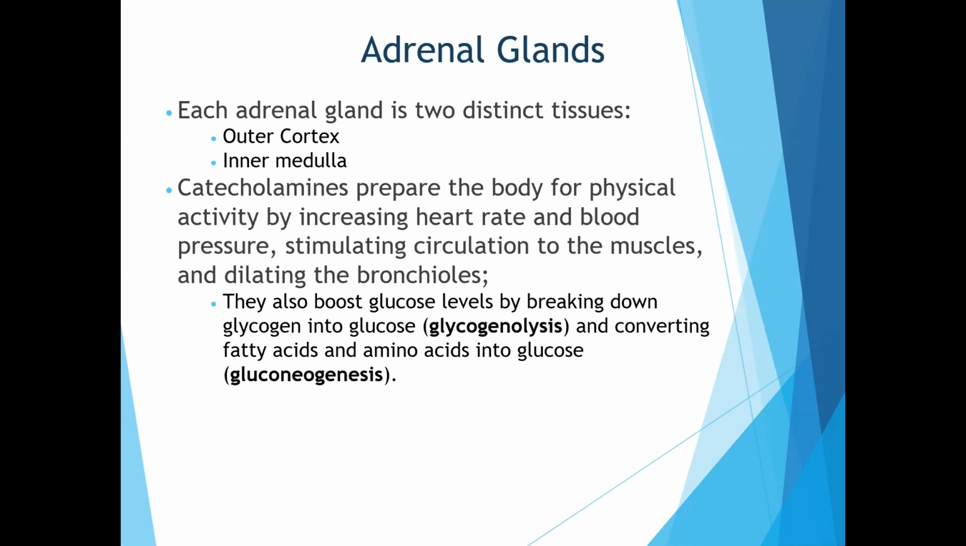Catecholamines are a category of neurotransmitter, or what we would consider a hormone classification, that prepare the body for physical activity. They cause an increase in heart rate and blood pressure, which in turn causes increased circulation to muscles. Bronchioles also dilate, which allows more oxygen in. Catecholamines also boost glucose levels by breaking down glycogen from the liver into glucose. Fatty acids are also broken down into amino acids and glucose.